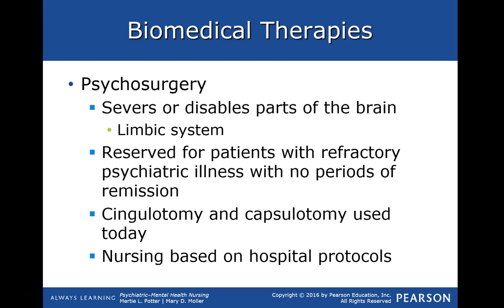The two that are done today, that you see there on the third bullet point, both procedures involve using heat or gamma radiation to sever nerve bundles. That's what those are doing, that are implicated in obsessions and compulsions. And nursing care is based on hospital protocol. Again, I don't want you to dive much into this, just to know that it is out there and it can happen, but it is very, very, very reserved.